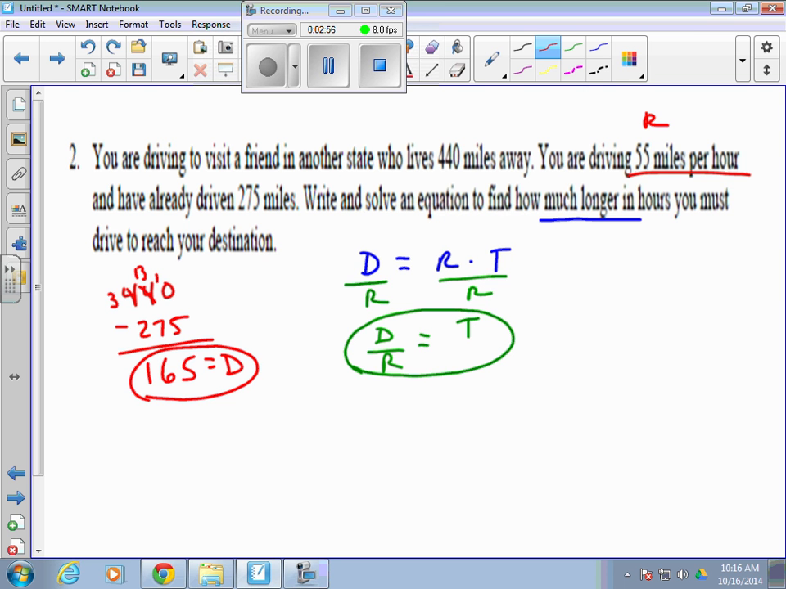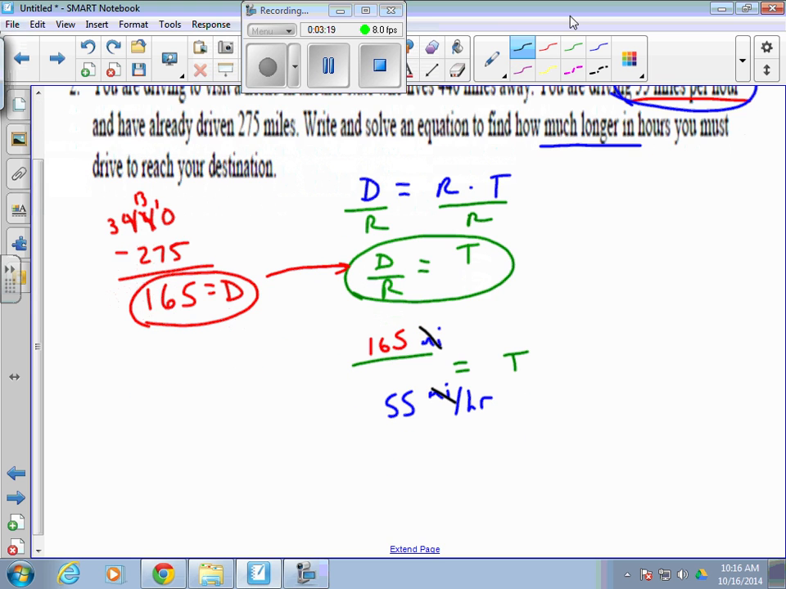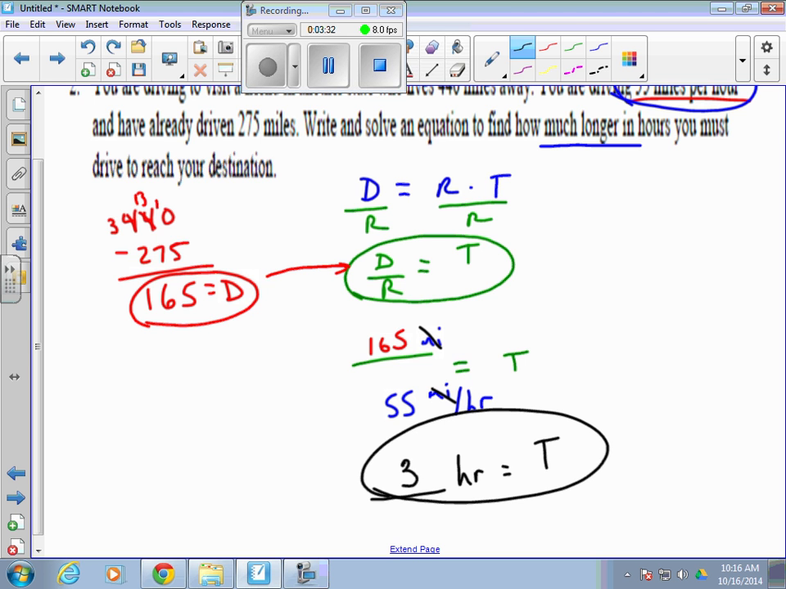So plug that in place of distance, 165, over your rate is going to be your time. Your rate, again, is how fast it was per hour. 55 miles per hour. Your distance was miles. Your rate is miles per hour. So when you cancel out miles divided by miles, notice you're left with hours. That's a time measurement. So that works. So some amount of hours is going to be equal to your time. And 165 divided by 55 is 3 hours. In 3 hours, you'll get to your friend's house.